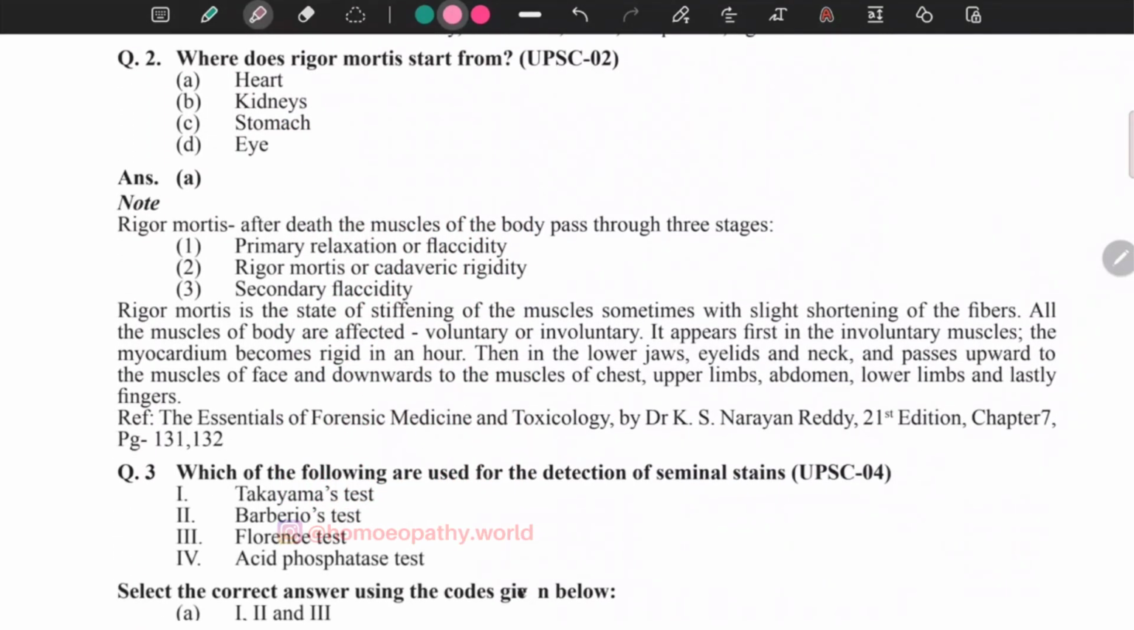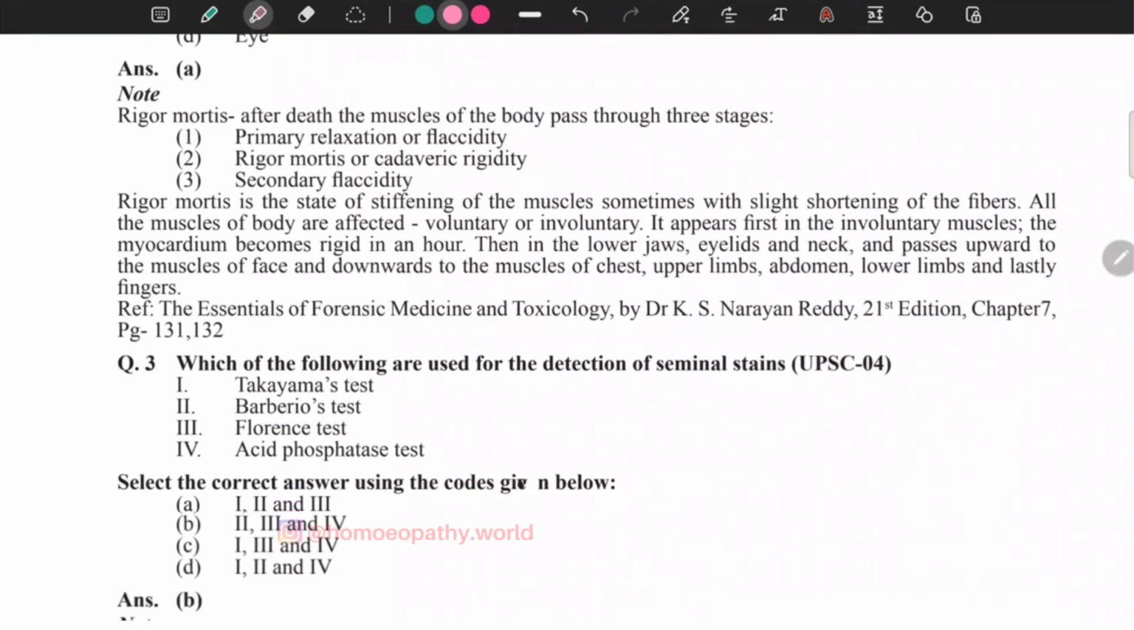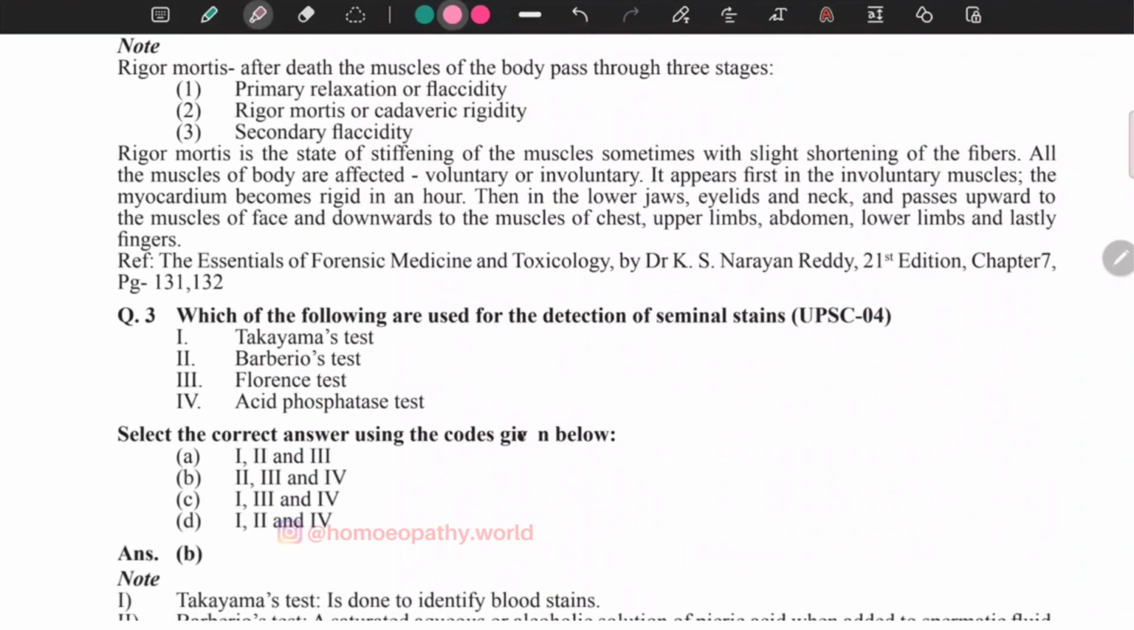Next question is, where does rigor mortis start from? A. Heart, B. Kidneys, C. Stomach and D. Eyes. So it starts from the heart, the most vital organ. So we should not forget that rigor mortis occurs in 3 stages. The first stage is primary relaxation or flaccidity. Second stage is rigor mortis or cadaveric rigidity, and the third stage is secondary flaccidity.